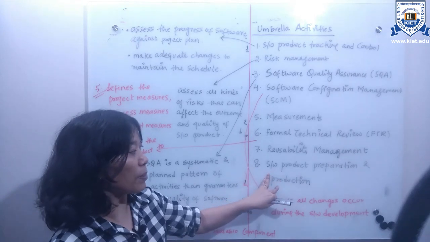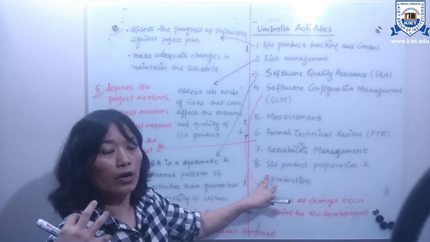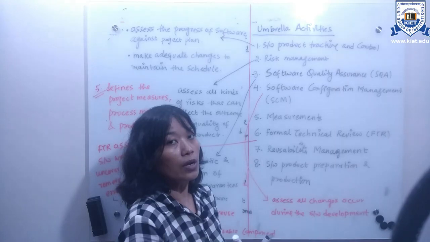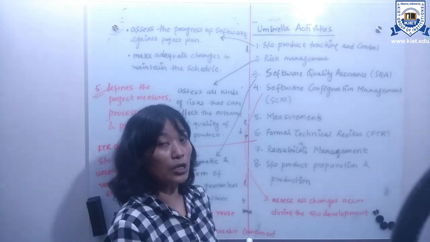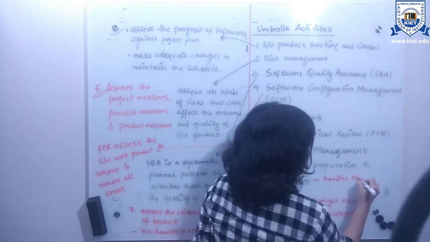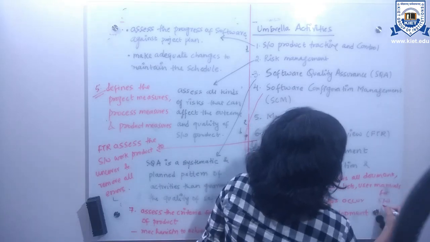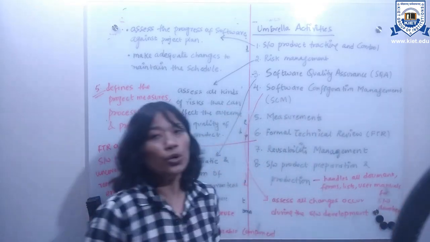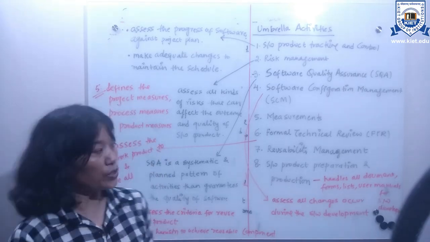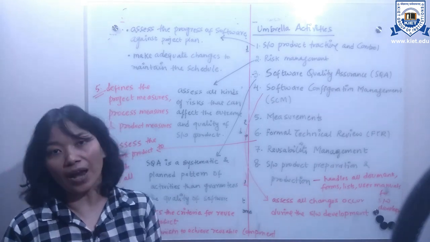Software product preparation and production basically assesses all kinds of documents, lists, forms, or user manuals that can be used during the software development process. So this is all about the umbrella activities, under which there are 8 umbrella activities. So hope you understand this.